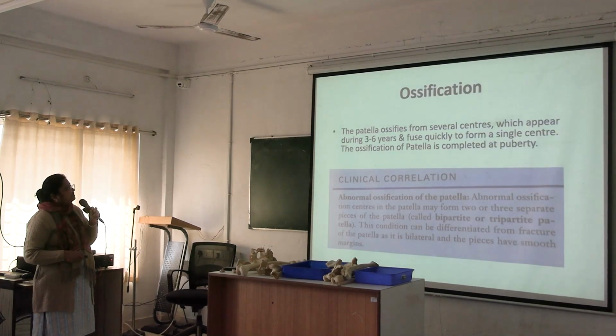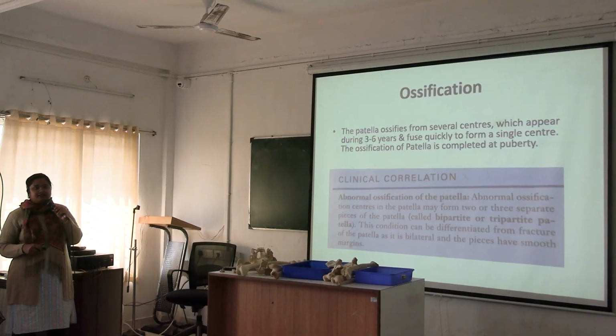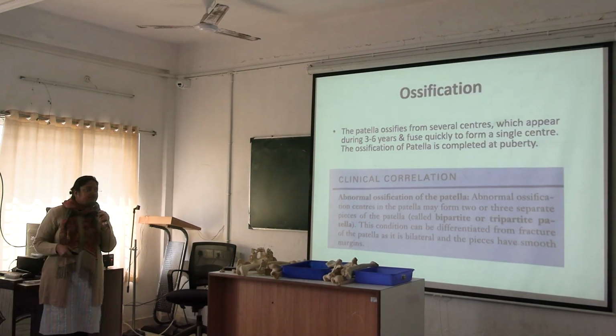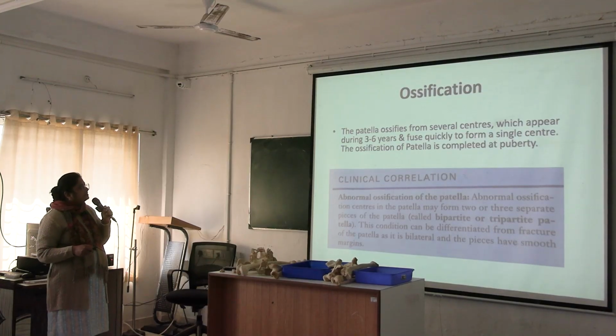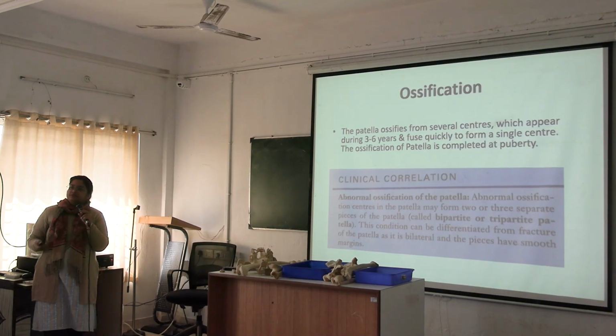Next, we are going to ossification. The patella ossifies from several centers which appear during 3 to 6 years of age of the child and fuse quickly to form a single center, and the ossification of the patella is complete at puberty.